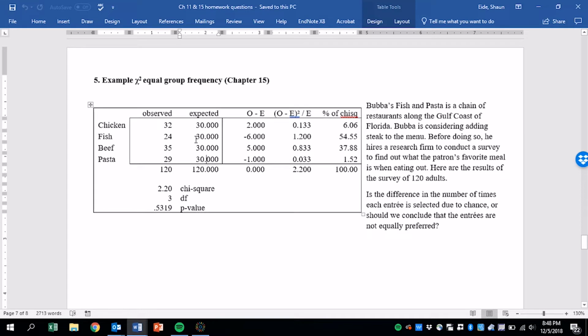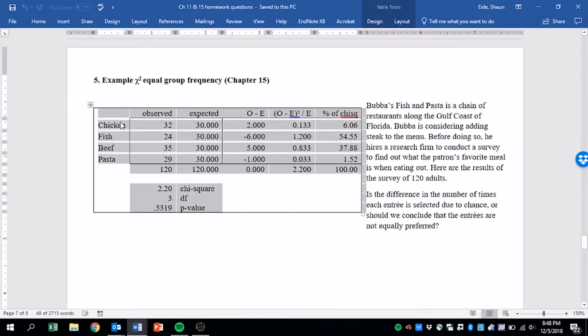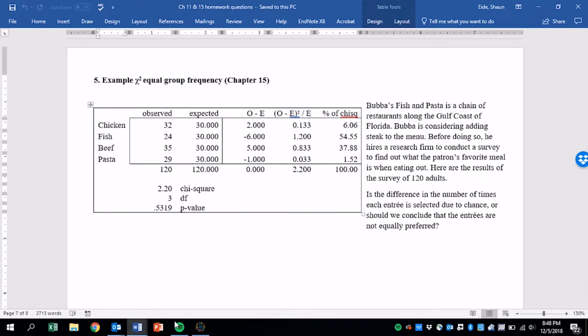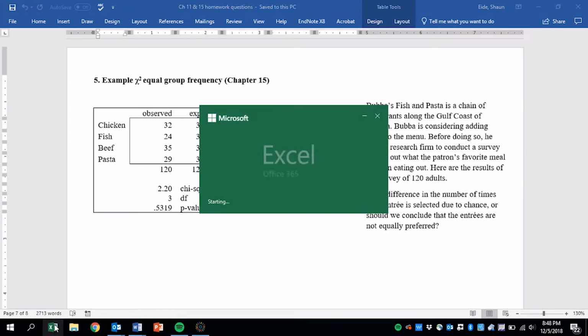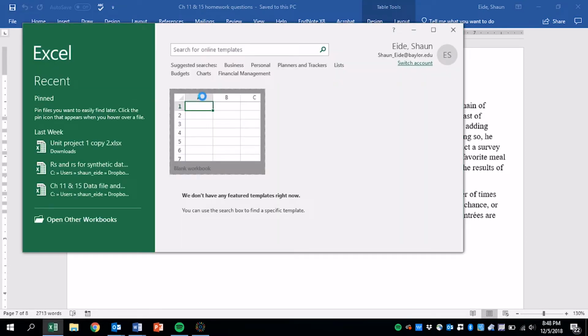So in order to do this, you can do it by hand, and it's really easy to do by hand, or you can do it with a computer program. This right here is with the computer program. I put it into Excel, and I'm going to show you how easy this is.